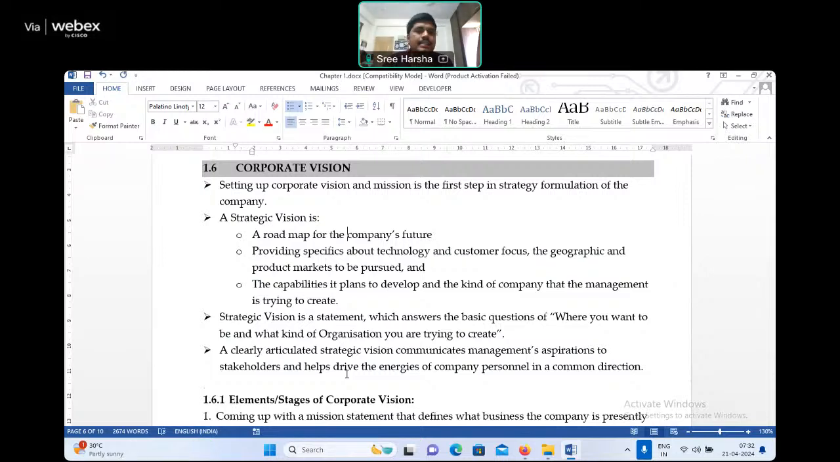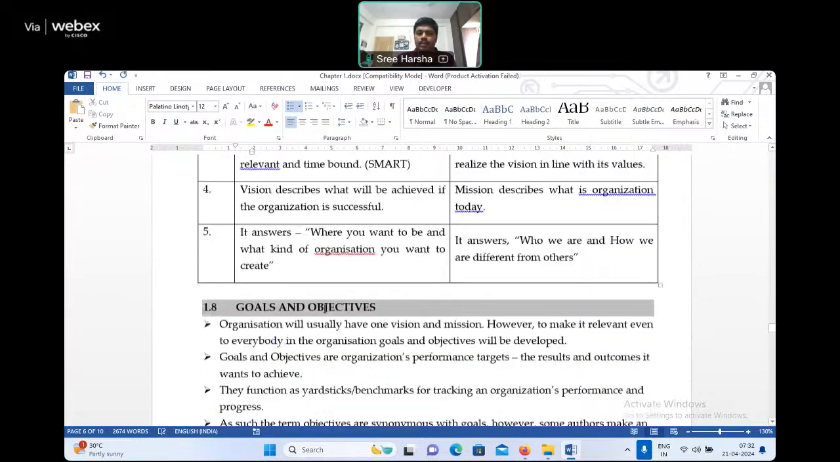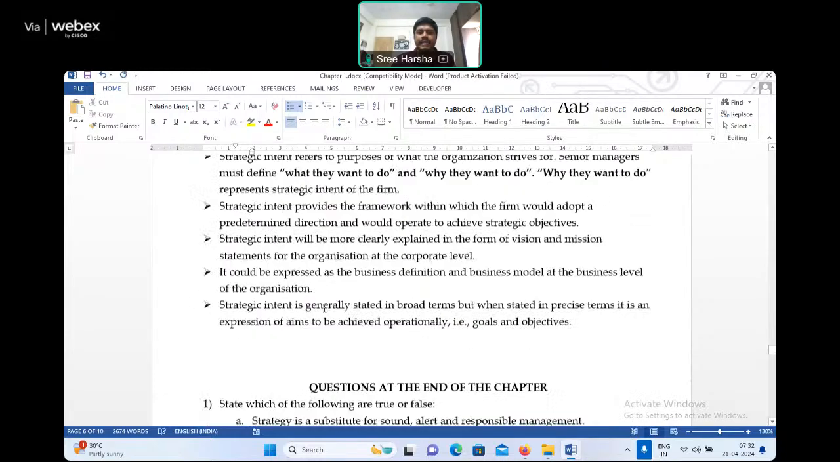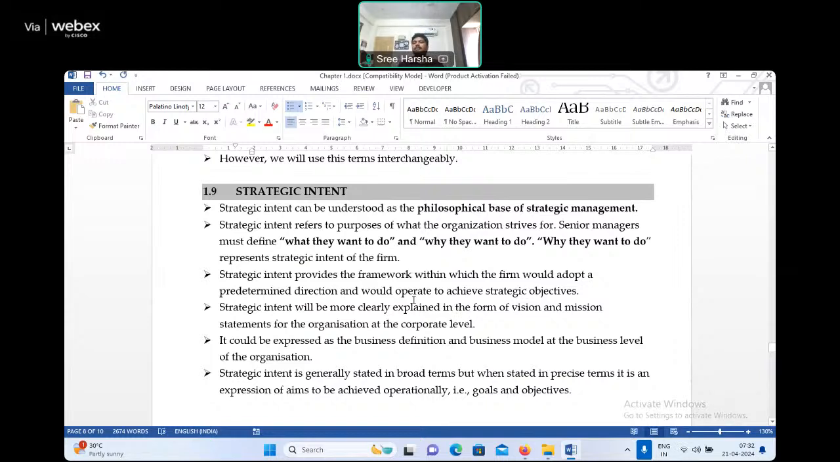Anyway, now the discussion is about corporate vision. What do you mean by corporate vision? It is one of the first steps in strategic management. Before discussing corporate vision, let me discuss a term called strategic intent. What do you mean by strategic intent? For every organization, there will be one base philosophy, and that philosophy is what is referred to as strategic intent.